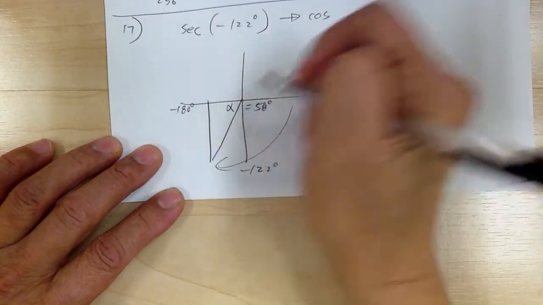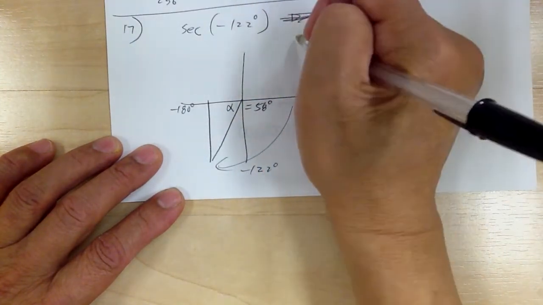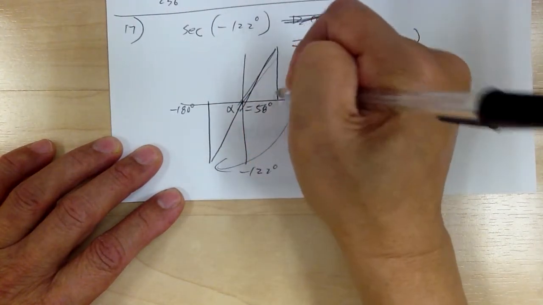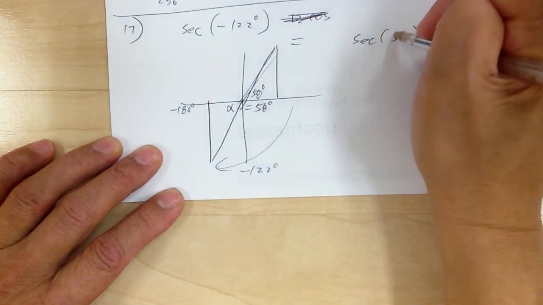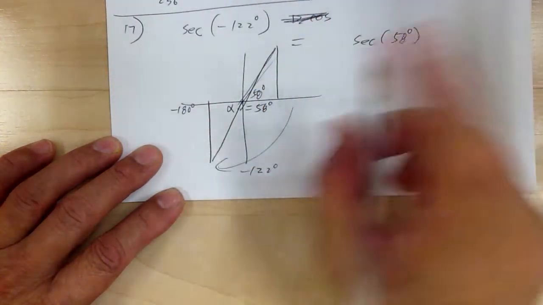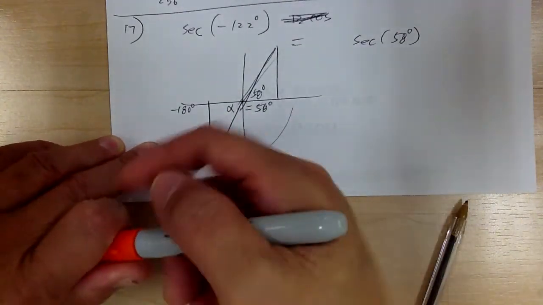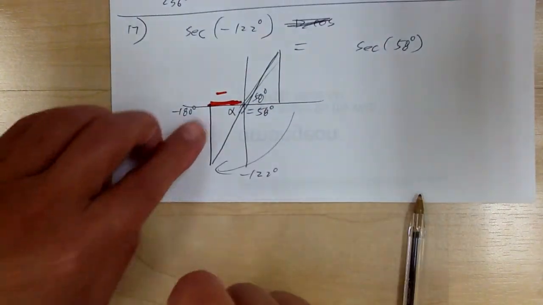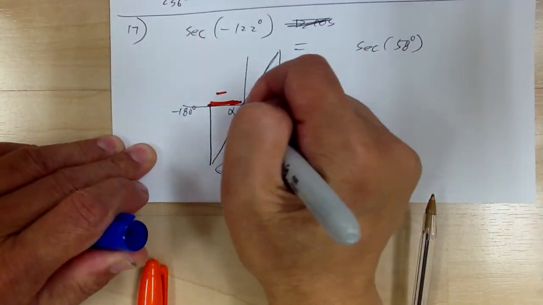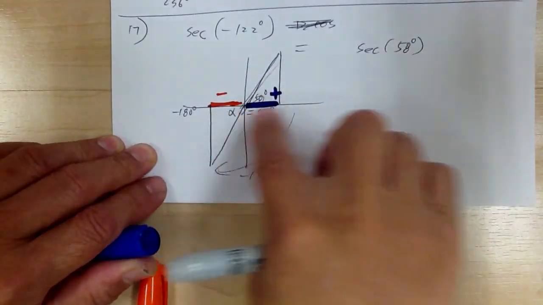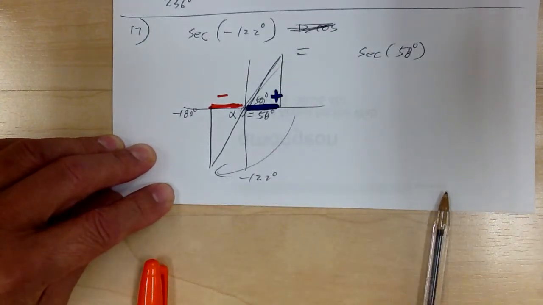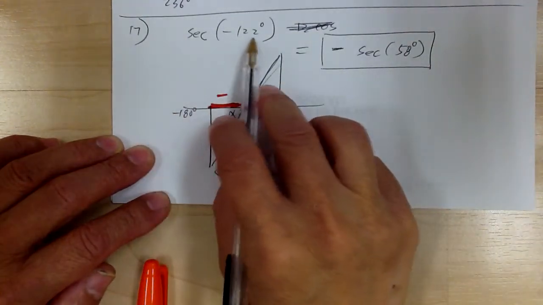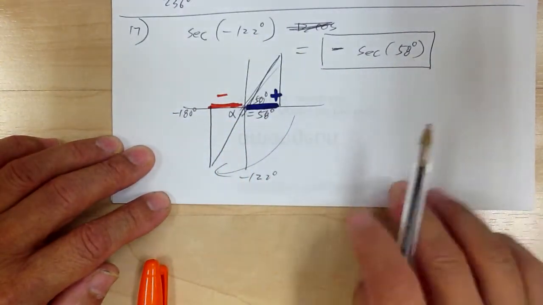Now again, you're going to convert this into an acute angle in quadrant 1, so equal to secant of 58 degrees. But again, you have to compare and see if it's positive or negative. Secant came from cosine, so this would be the secant over here. The original is over here, the new one is right over here, and it's positive. So they're opposite. Therefore, to compensate for it, you have to put a negative. That's your answer: secant of negative 122 degrees equals negative secant of 58 degrees.